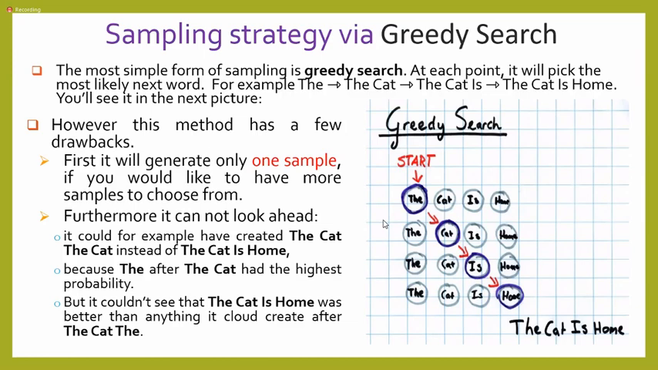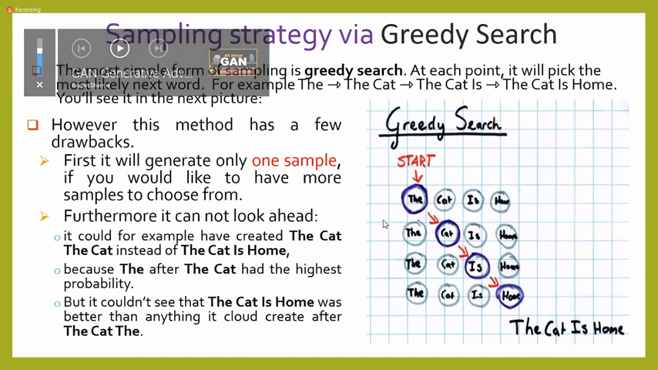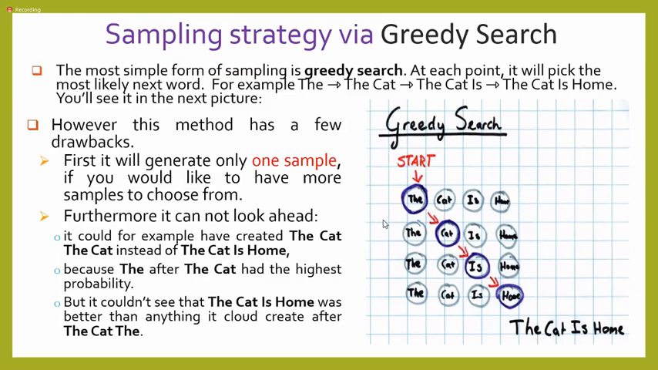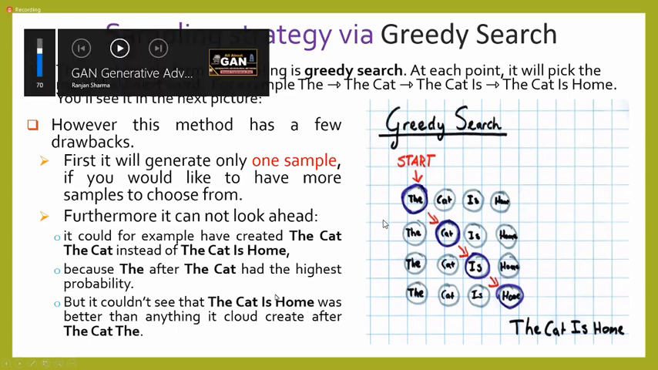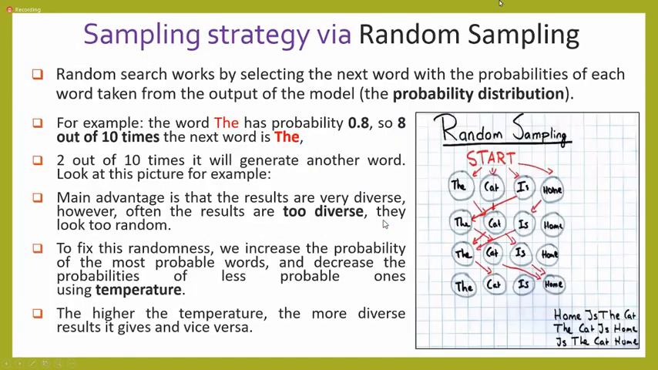So when you use greedy search and type "the cat", it will return "the cat" again, and then it will be "is". So two times "the cat", and then maybe you have another word, because it uses the next highest probability. But it couldn't see that "the cat is home" was better than anything. It could create "the cat the", because "the" has a maximum probability, so it cannot see that "is home" would be the most preferred compared to "the". So this is the drawback of using the greedy search method.